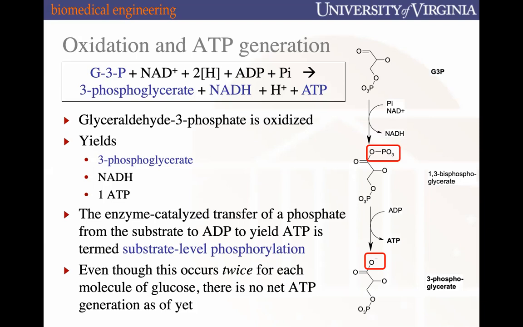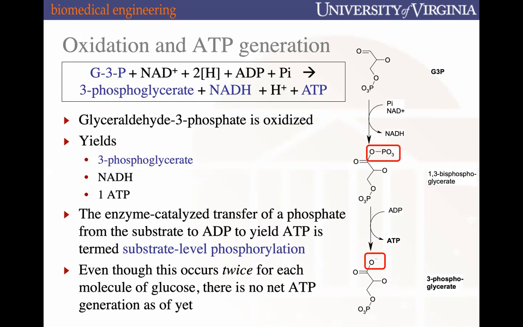And so now we've produced one ATP, but again, this is for each G3P. So overall, we've produced now 2 ATPs. And so at the end of this oxidation step, we're going to have two ATPs that we've produced, but there's no net gain because we've used 2 ATPs to get to this point. So the output here is 3-phosphoglycerate, 1 NADH, and 1 ATP.